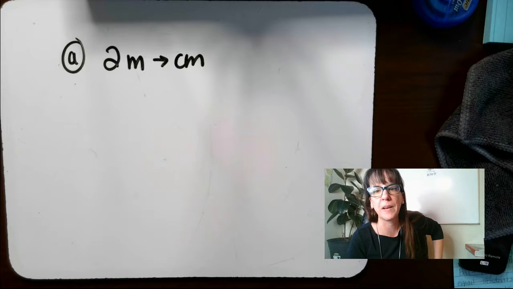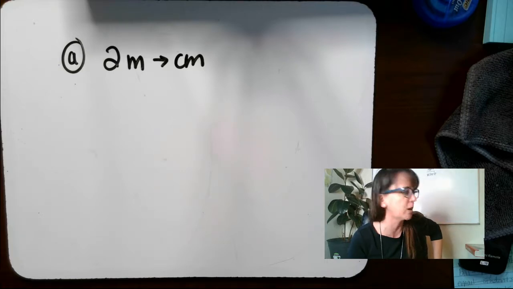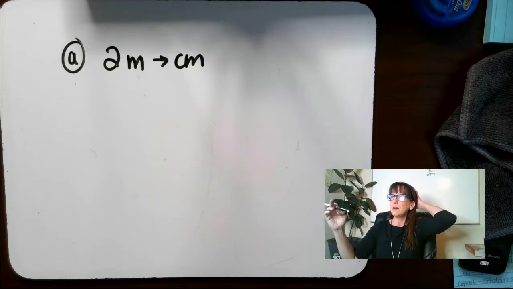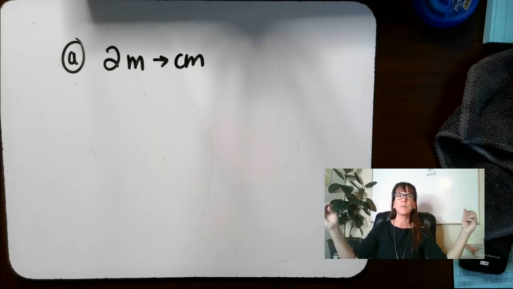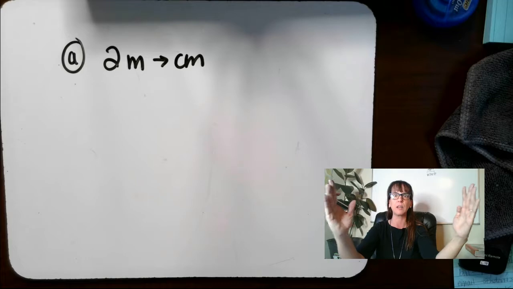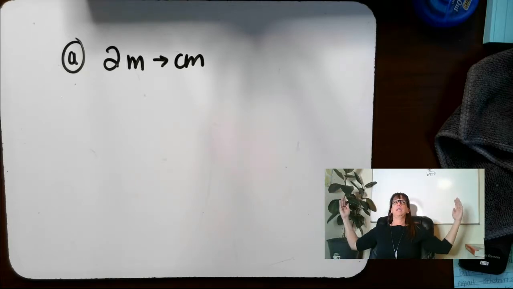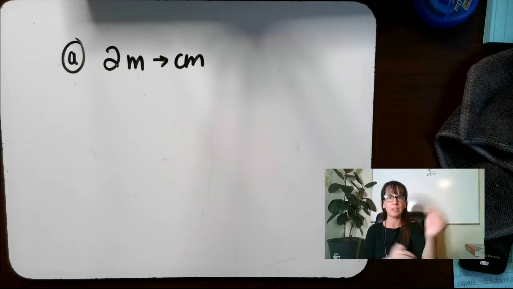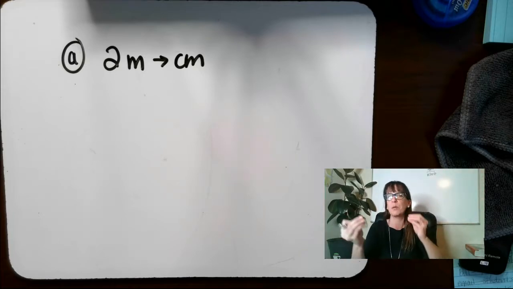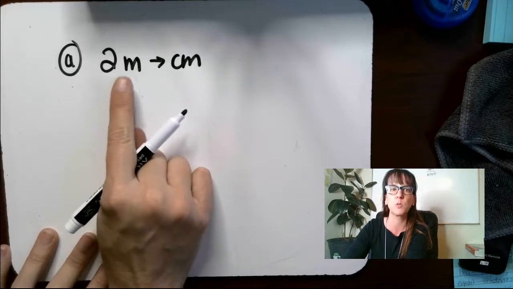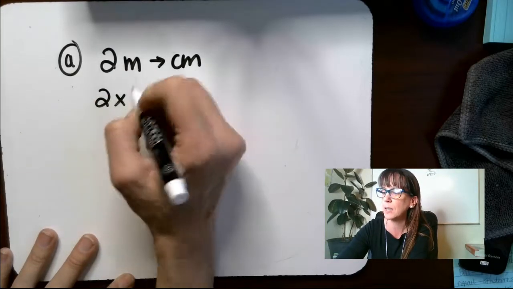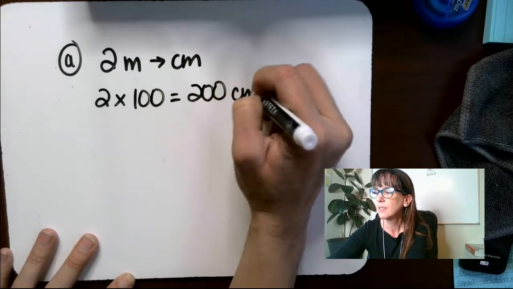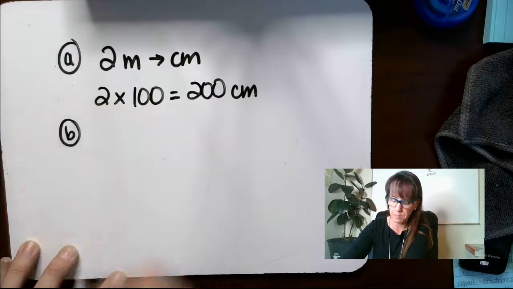My husband's painting this room right now, so I can't find my yardstick. But a yardstick is about a meter, like 3 feet. It's kind of hard to say, but it's close, right? So a yardstick's like this big. You can't fit 1,000 centimeters on a yardstick. You can only fit 100. That's kind of a good way to remember. So we know that every meter is 100. So again, we're going to be multiplying 2 times 100 gives us 200 centimeters. Let's try B.